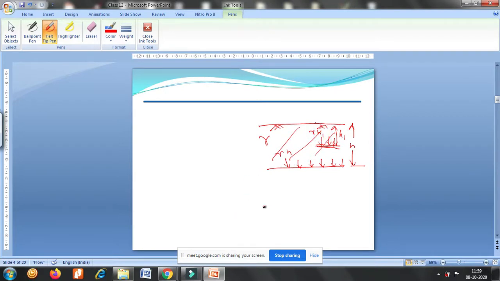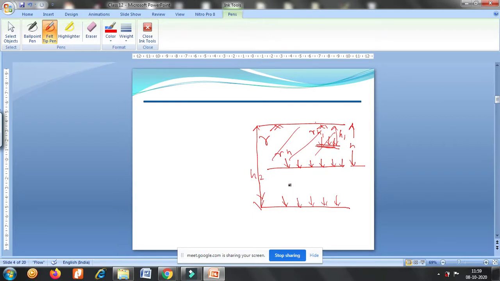Suppose at this level, if you want to find out, say that this depth is h2, then at this level, how to find out the stress on this portion? That means what is the stress in this one? That is nothing but the weight of the soil above it. From this point to this point, whatever the weight of the soil above it is called the total stress acting over this section.